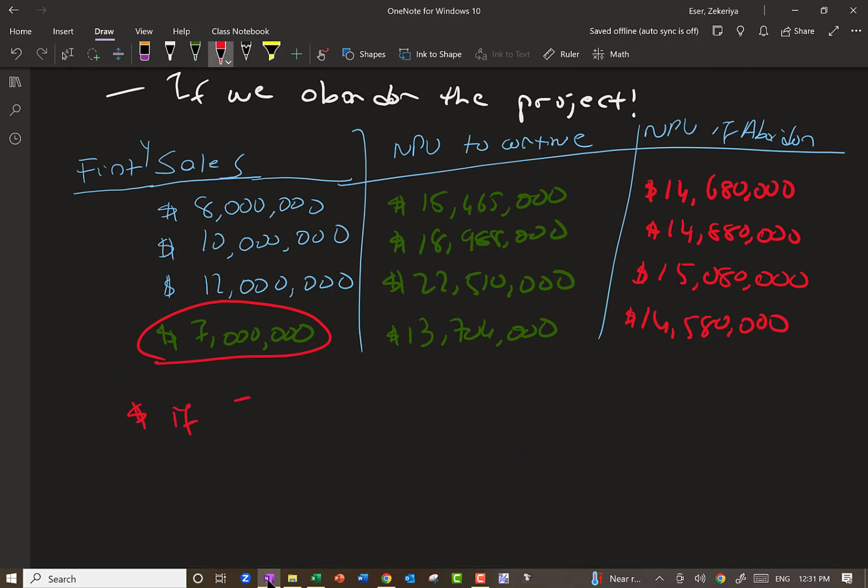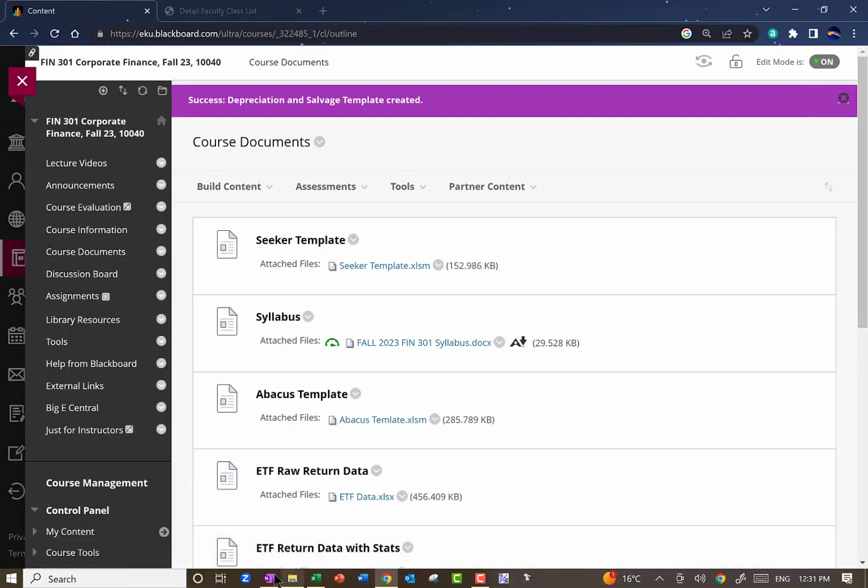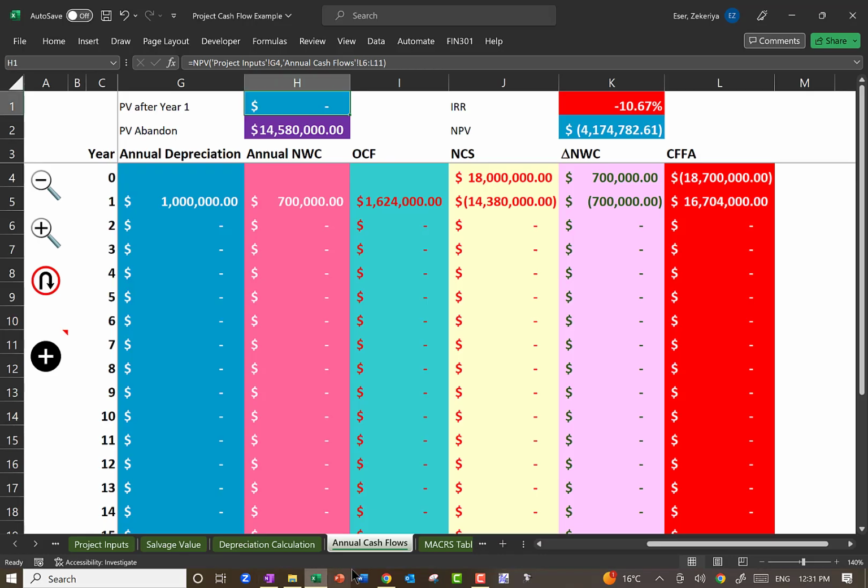So in this case, if 7, abandoned. And NPV of that would be, let's do this. Oh, I'm almost done with the time. Think of it this way. Year one, you spent 18.7. Or year zero, you spent 18.7. Year one, you're gonna get back 14.580, right?